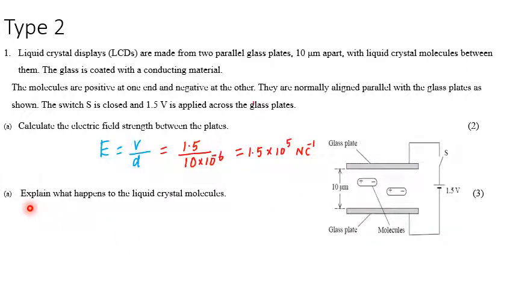And the second question is asking you to explain what happens to the liquid crystal molecules. Remember, since the upper plate is connected to the positive terminal of the battery, that plate is positive and the bottom one is negative.